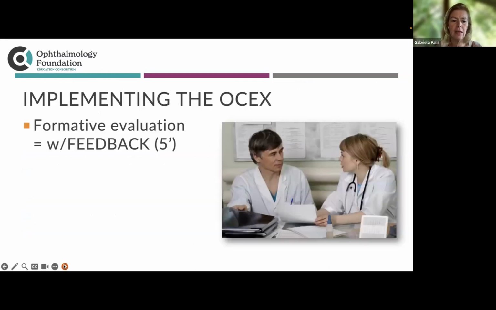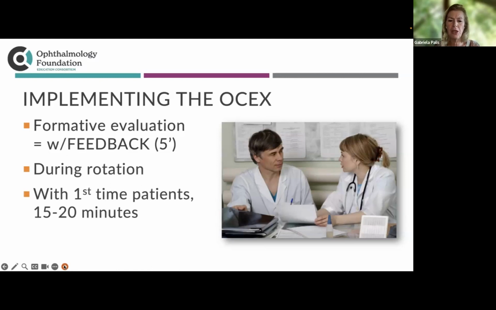So for implementing the OCEX, it's important to remember that it's a formative evaluation. Residents need to receive feedback, at least 5 minutes of feedback, letting them know how they are doing things and what they need to correct. We do it during the rotation. Our rotations last for 4 months each. So if they do it in the middle of the rotation, they will have 2 months extra to improve on what they were being told.